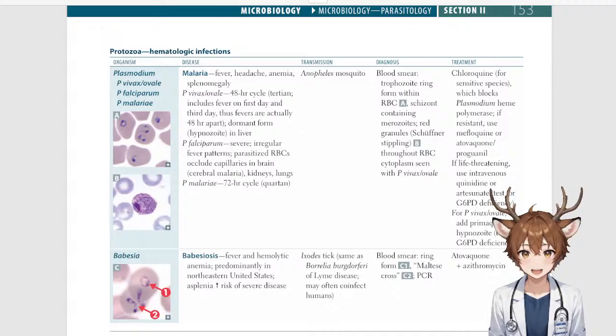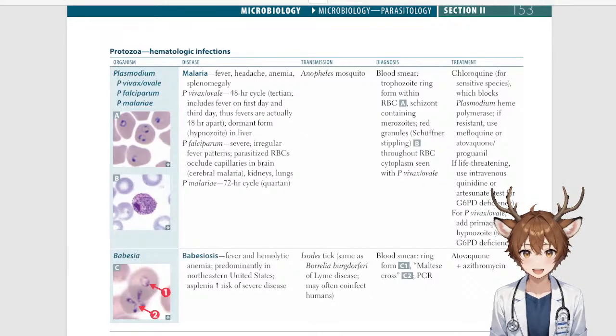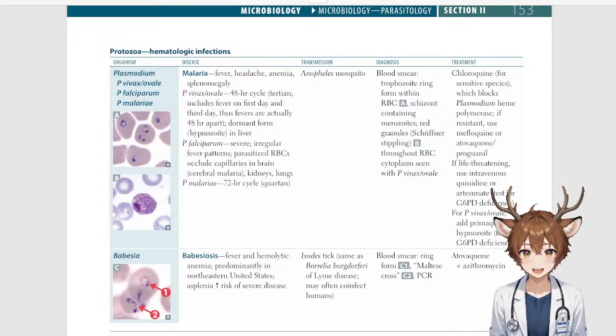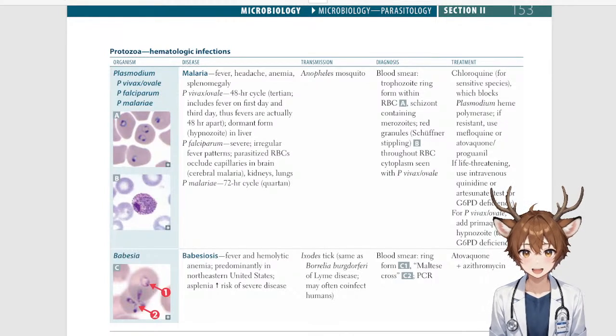So just be aware of that, by the way. When you have P. malariae, 72 hours. When you have P. vivax or ovale, 48 hours. And when you have falciparum, it's going to have an irregular fever pattern, basically. So just be aware of that. What about babesia? Babesia is its own little thing. But babesia, fever and hemolytic anemia, predominantly in northeastern and north-central United States, asplenia with increased risk of severe disease due to the inability to clear infected RBCs. So keep that in mind. It has some of the same presentation you might see in malaria, but this is an important distinction.